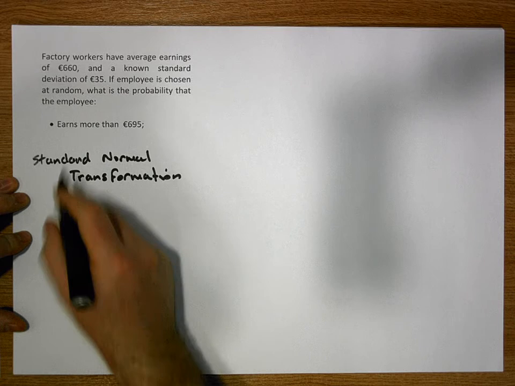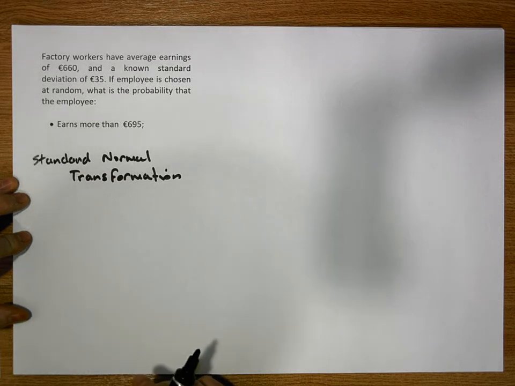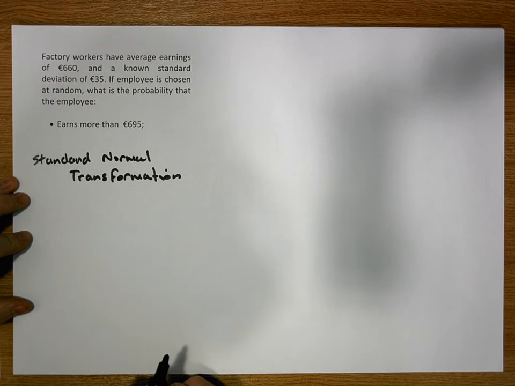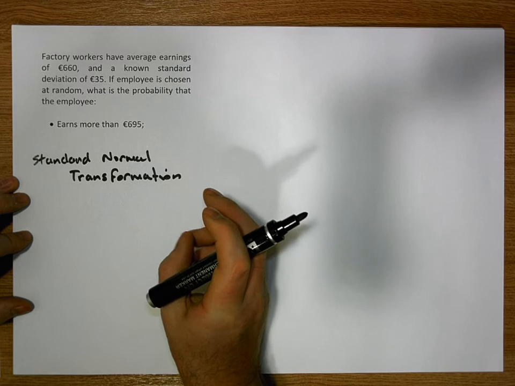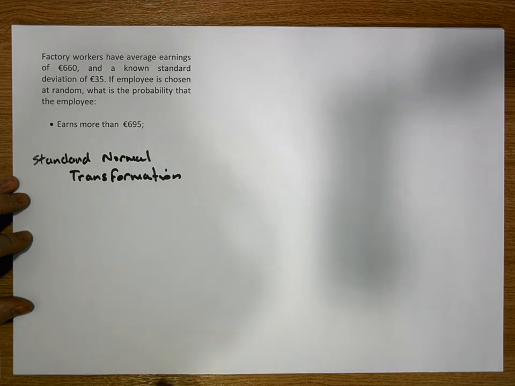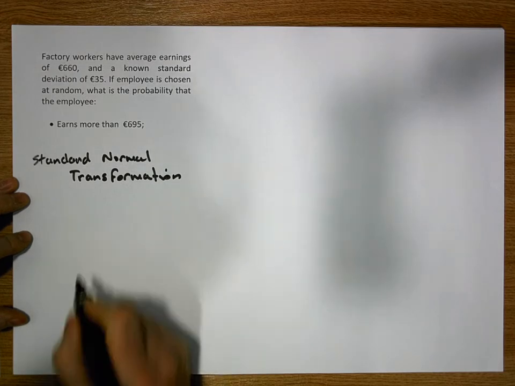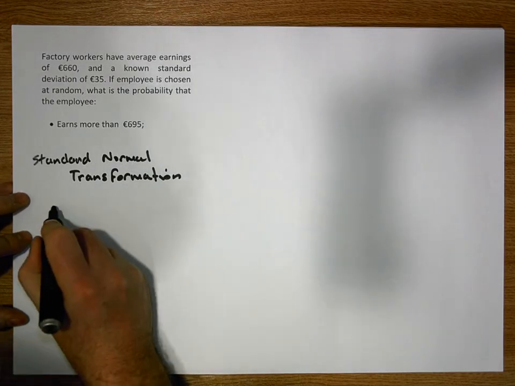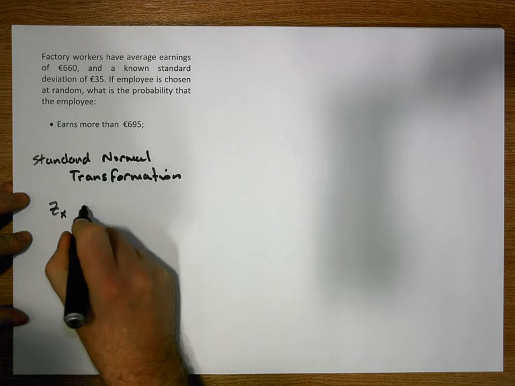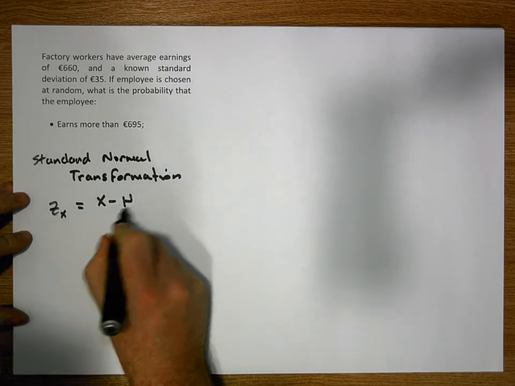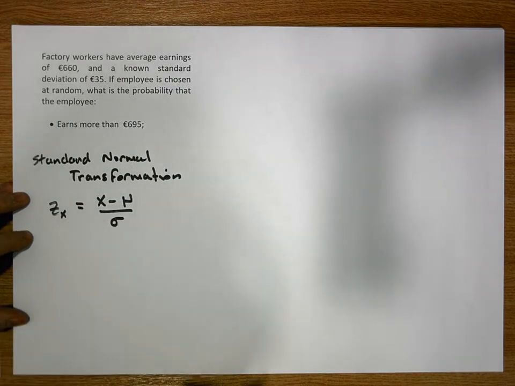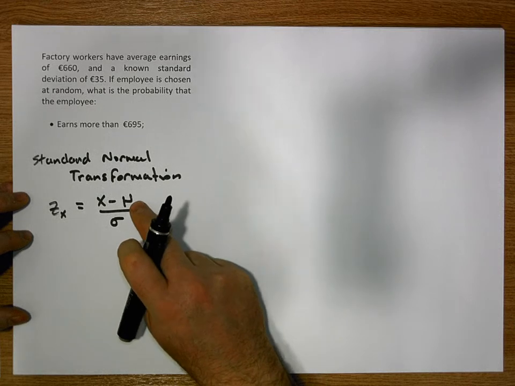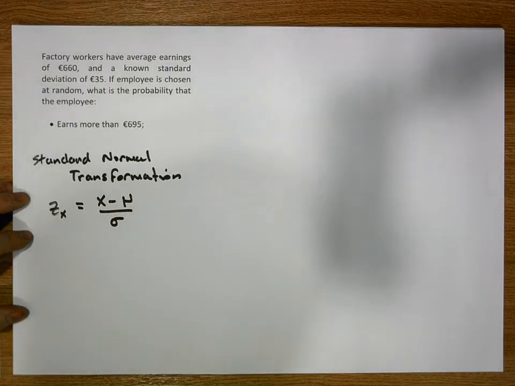Let's just recap on what the standard normal transformation tells us. If we have a population with a certain center point, or mean value, and standard deviation, we can transform that population to a population that has mean value of 0 and standard deviation of 1. The way we do that is through the standard normal transform formula: z of x is equal to x minus mu all over sigma, where mu is the population mean and sigma is the population standard deviation.